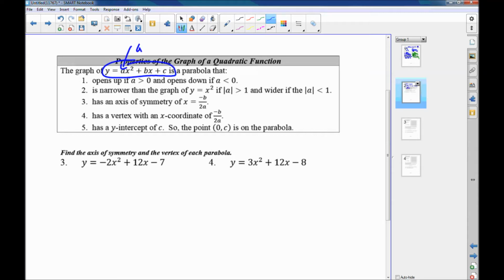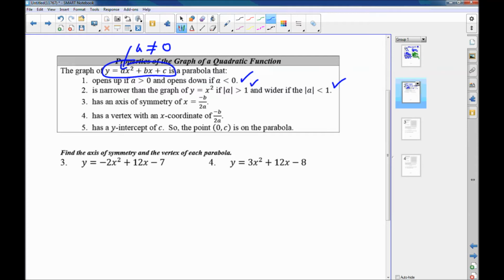And remember, a has to be something other than 0, or we just get a line, okay? All right, so number 1, it opens up if a is greater than 0 and opens down if a is less than 0. We learned this last time. The graph is narrower, thinner, skinnier, if the parent graph is y equals x squared and the absolute value of a is greater than 1, and it's wider if the absolute value of a is less than 1. And this is because of the vertical stretch and vertical compressions.